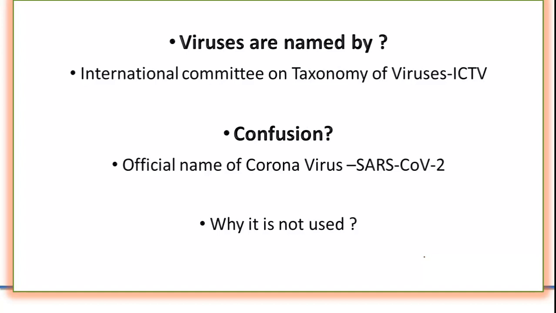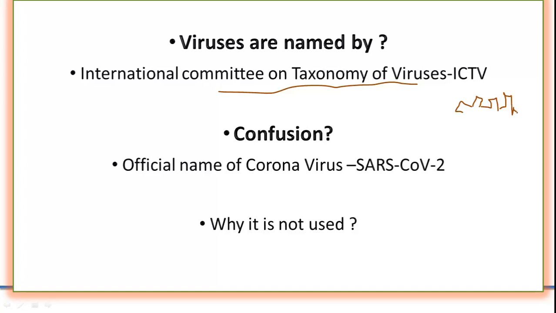Remember, viruses are named by the International Committee on Taxonomy of Viruses, which is ICTV. This is very important. The International Committee on Taxonomy of Viruses gave the name coronavirus because they found that this virus has a crown-like structure. If you have seen the structure in the newspaper or on Google, you would have seen that it had a crown. That crown was termed corona.